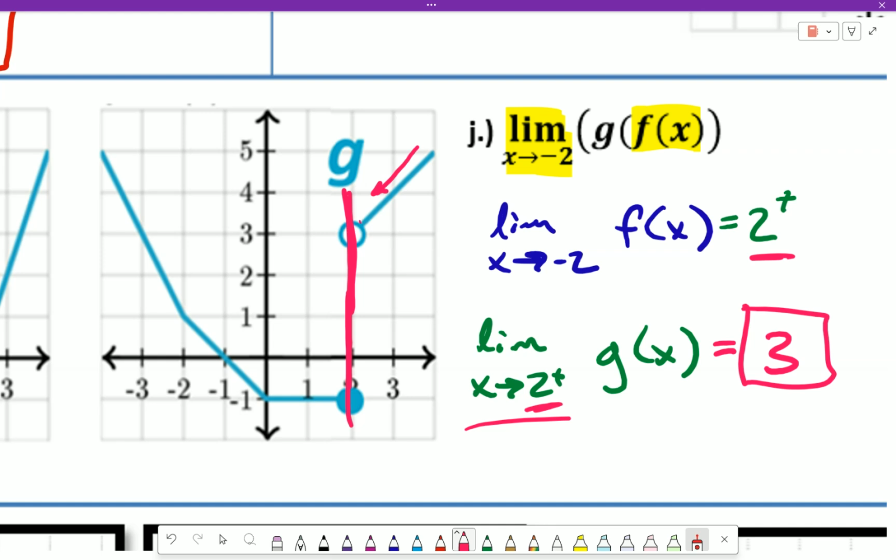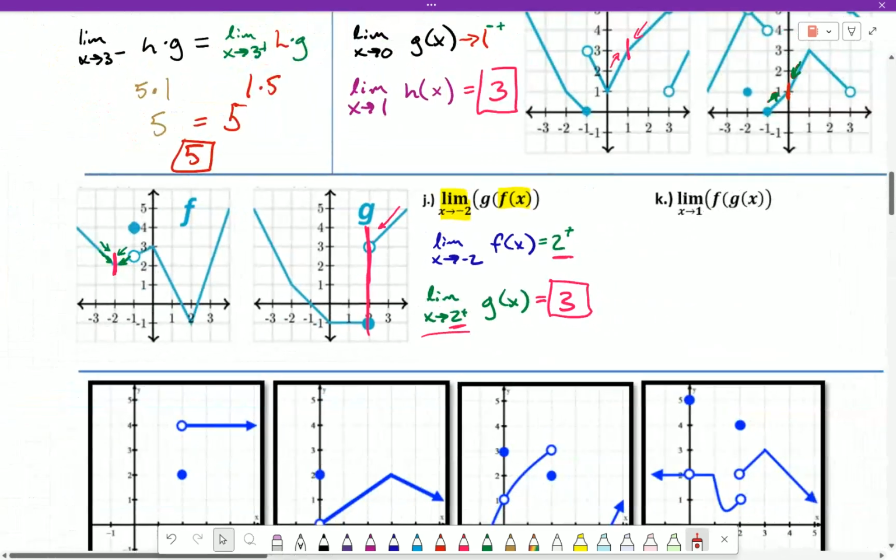Questions on that one? It's a challenge. We'll get better at it. Try letter K. This one's a tough one. I think I've had like 4 people get this one right so far today. See if it can be you. This is a challenge. That's why I'm giving it to you.